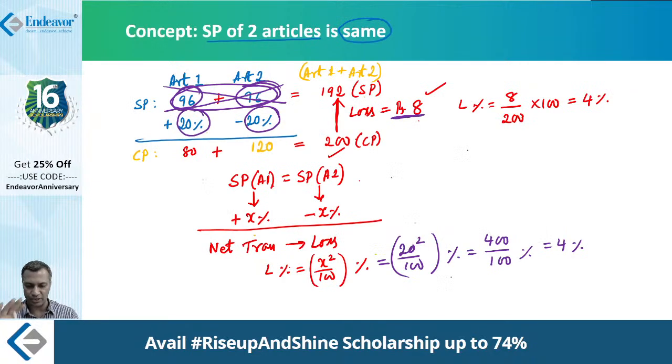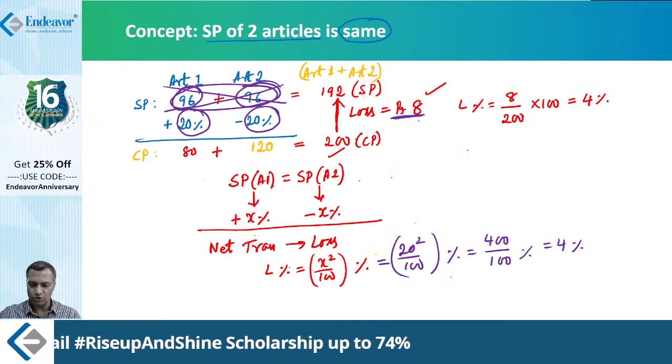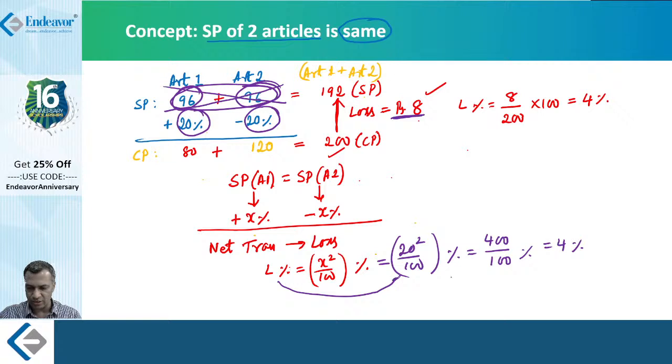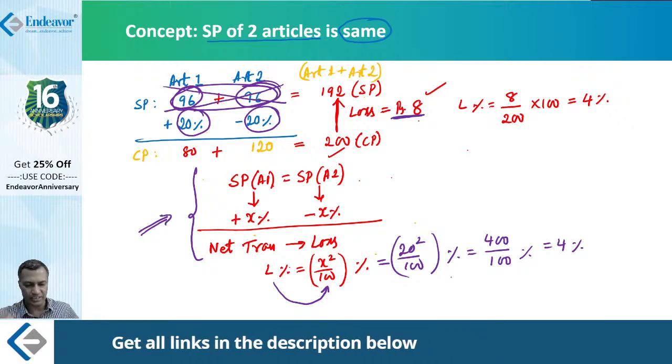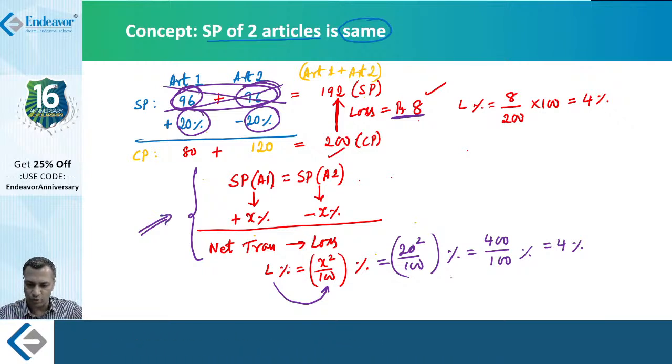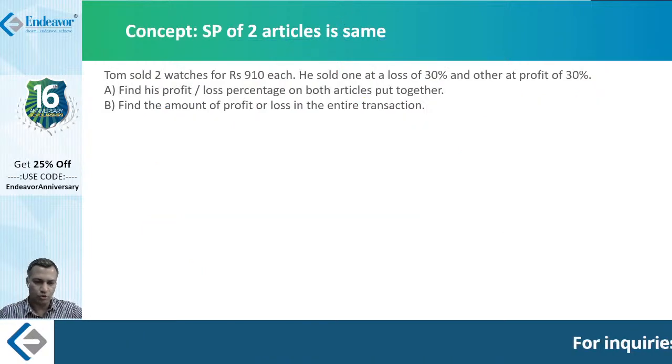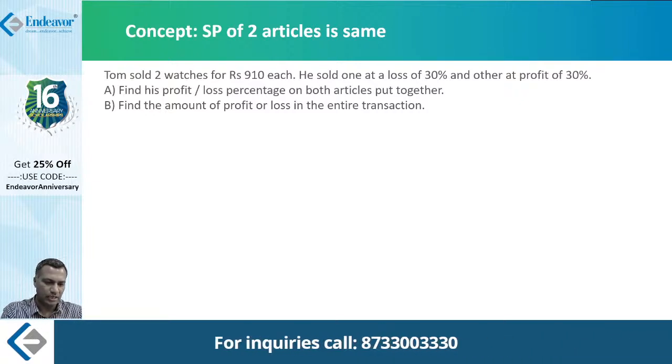Having understood this, let's assume that you understood. So loss percentage is nothing but X square by 100%, right? Net transaction always results in a loss. This box is important. We understood this box. Let's keep this box, and now let's see the questions based on this. Two questions. What is the answer to part A? What is the answer to part B?